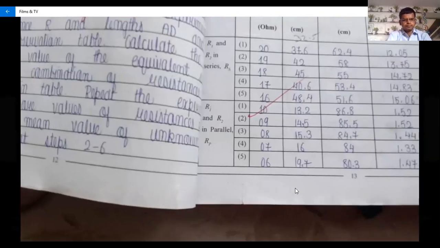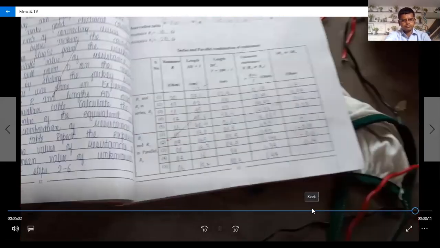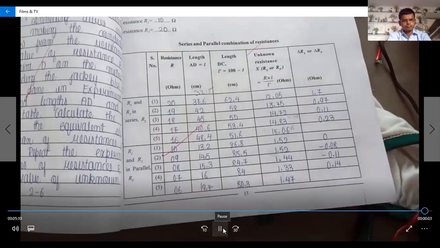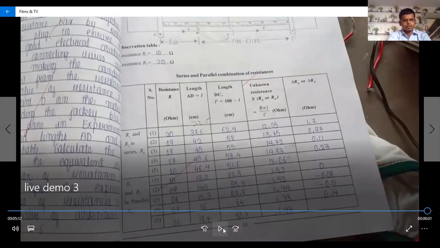After that, repeat the practical by removing 9, 8, 7 and 6, and perform the practical in a repeat-based way. Note down the readings in the table, and then do the final calculation as per the equation. So friends, we showed the live demo with only reading 1 in the series and reading 1 in the parallel. Again, we solve the table because the remaining part is just calculation.